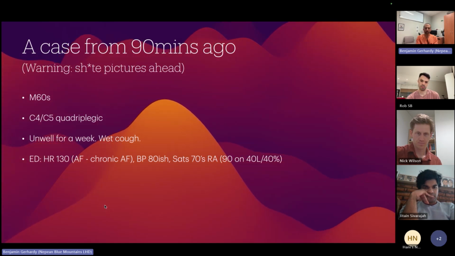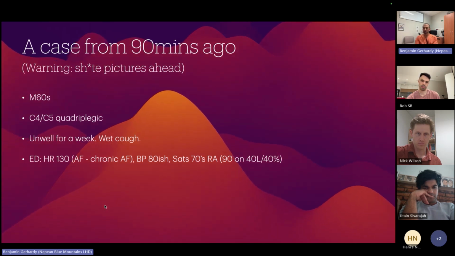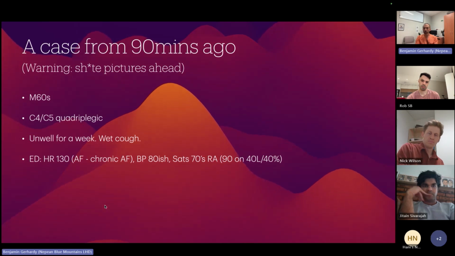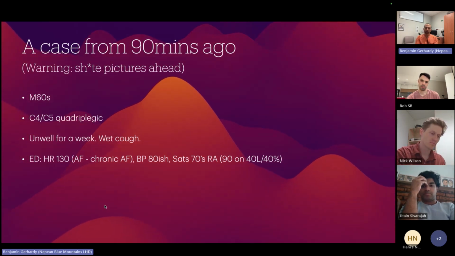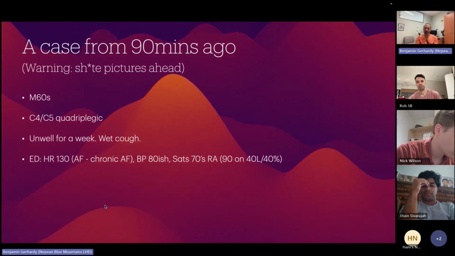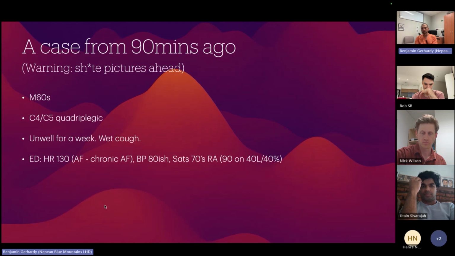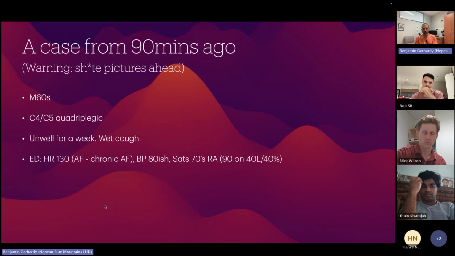He's got no atrial fibrillation, heart rate of 130 in the emergency department just now. Systolic blood pressure is about 80 to 85, and his sats when he came through the door were in the 70s on room air, and got up to about 90 on 40 liters, 40% of high flow. He has no underlying lung disease.